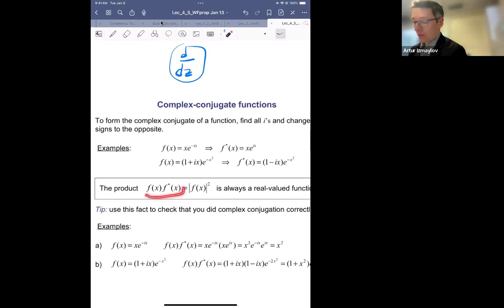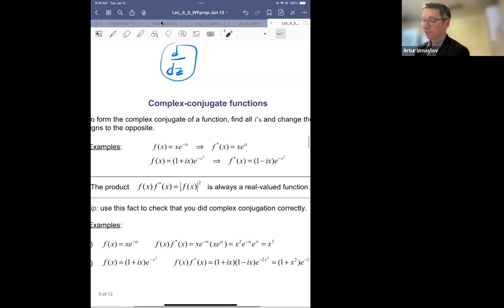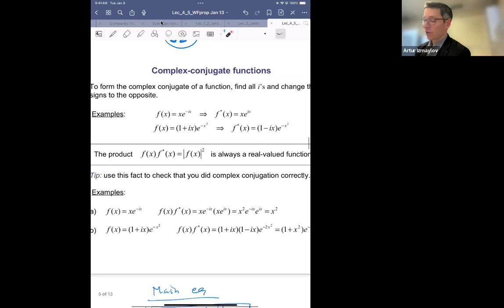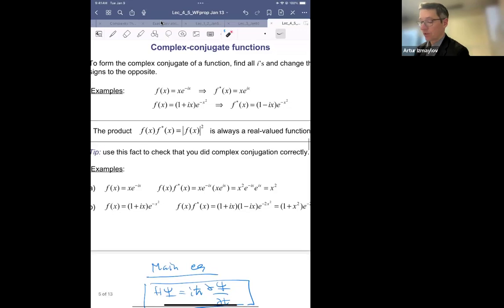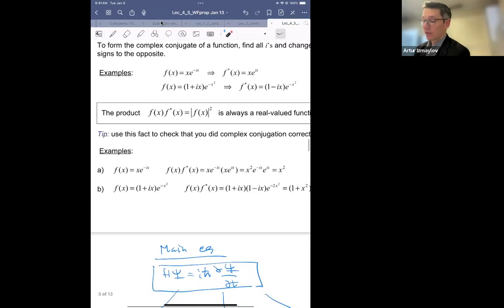Now, the product like this we will encounter quite often because we'll have a probability density for particles described by the absolute square of the function. This is going to be written like this, f times f star, or f absolute square. It's a real-valued function for the same reasons that the absolute square of any quantity is always real, positive, right?